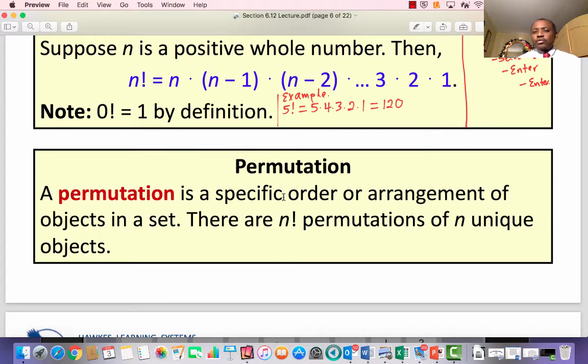Now let's move on to the next counting rule that is known as permutation. A permutation is a specific order or arrangement of objects in a set. There are n factorial permutations of n unique objects, just like we have 5 textbooks and we have to arrange the 5 textbooks on a shelf. The answer is just 5 factorial. Is that the only kind of questions we can get with permutations? No. There are more beautiful problems, and we shall see them.